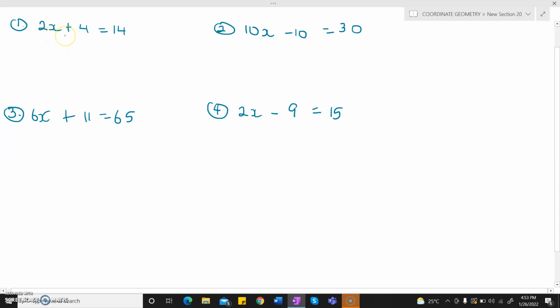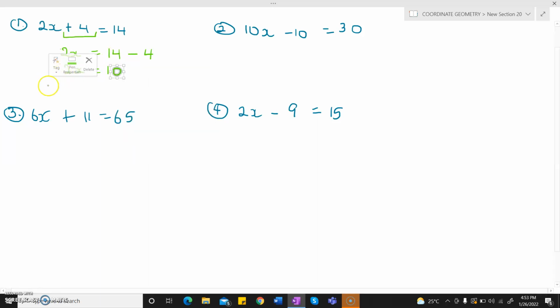Now, we need to carry across the numbers that are next to the x, so that we have x alone equal to one number. So for example, in number 1, we have 2x plus 4 equals 14. We're going to carry across this number that's by itself first, which is the plus 4. So you're going to get 2x is equal to 14. Go back to the 14 that was there, and then you're going to carry across the plus 4. Opposite of adding 4 is take away 4. So you're going to get 2x is equal to 14 take away 4 is 10.